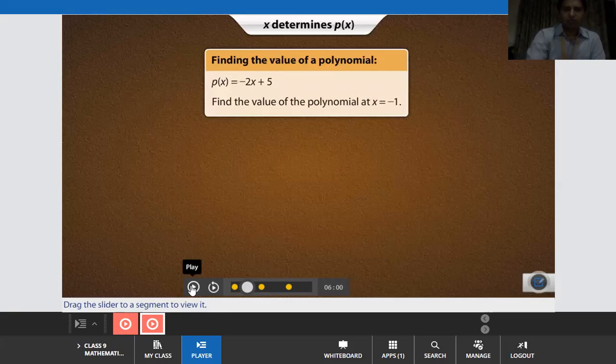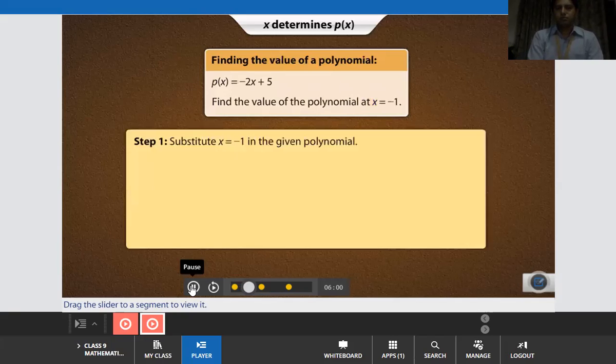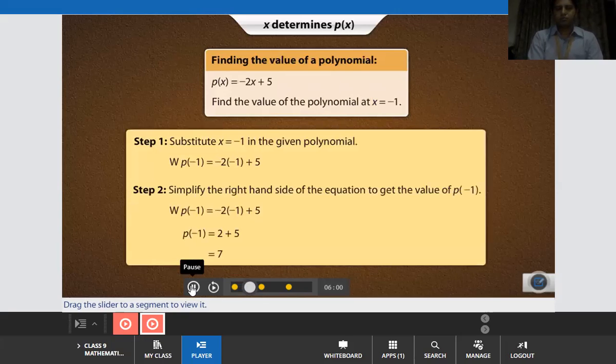Just have a look. Polynomial at x equals minus 1. First, we simply substitute x equals minus 1 in the given polynomial and then simplify the right-hand side of the equation. Here p of minus 1 is 7.